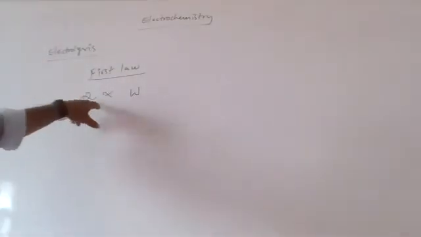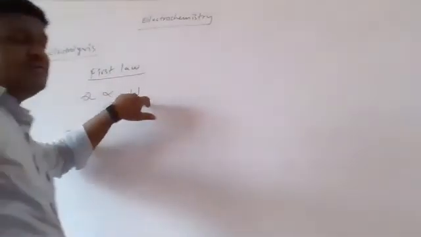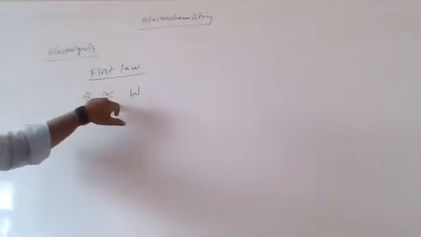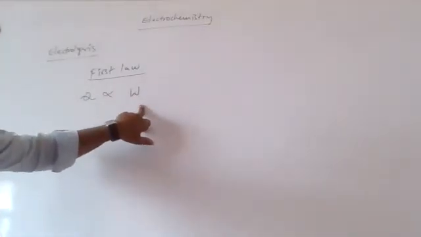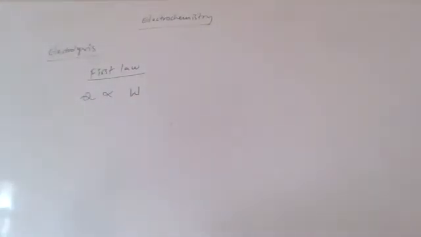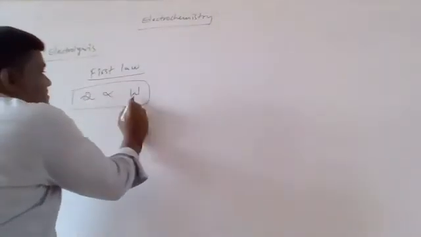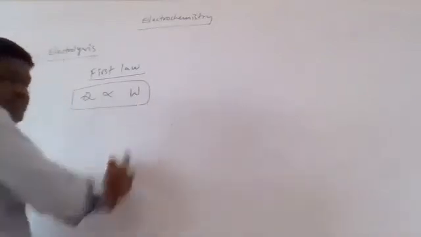Means the more electricity we pass, the more product will be produced. Passed electricity is directly proportional to the formed product at the electrode. This is the first law of Faraday's law: quantity of electricity and quantity of the product.